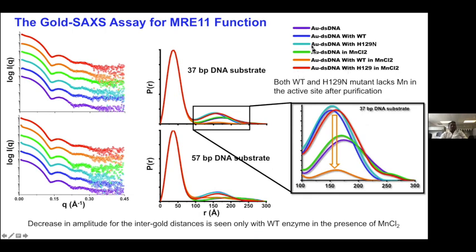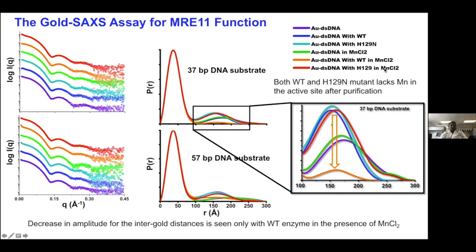So we are looking at six populations here, where you either have just the DNA, or the DNA with wild type, no manganese present, so that the enzyme is inactive. And then you have a nuclease-dead mutant, again with no manganese, or you could have the DNA substrate with just the manganese. And now you have a complete reaction mixture, where you have gold-labeled DNA with wild type and manganese, so you should see the nuclease activity. And then you have the substrate with nuclease-dead mutant in the presence of manganese chloride.